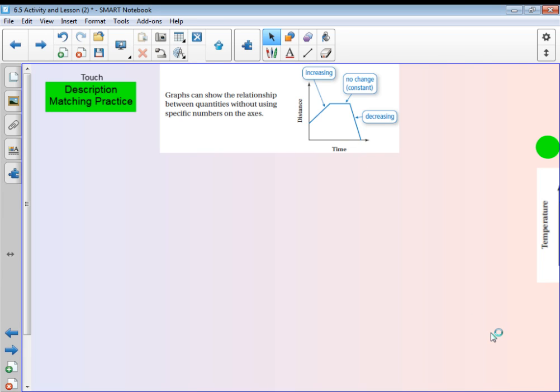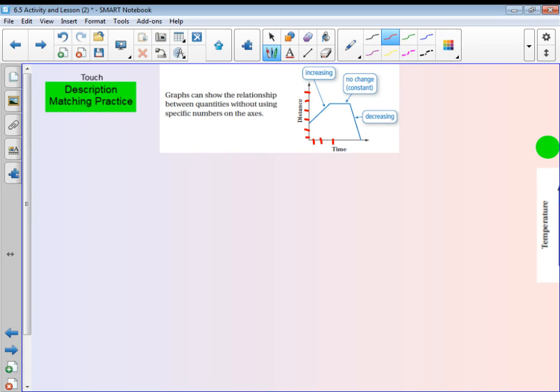Okay, this is the lesson portion of 6.5. So we're going to be working within this part of the lesson, giving a description from a visual picture. It says graphs can show a relationship between quantities without using specific numbers on the axes. So you guys are used to having axis numbers out here on each of these lines.